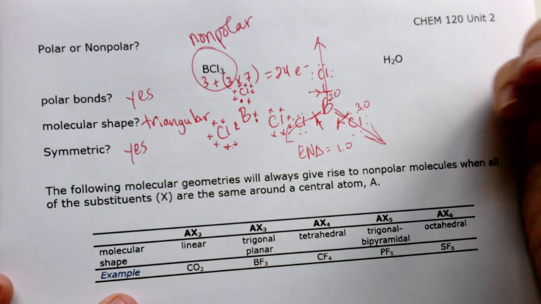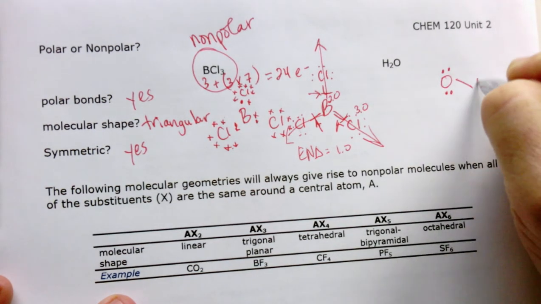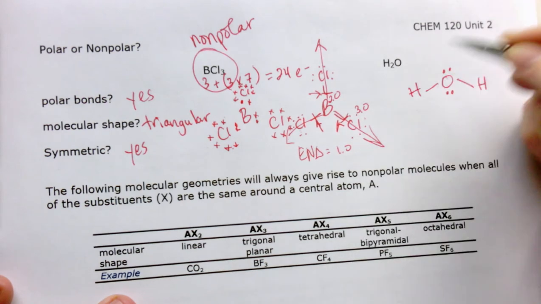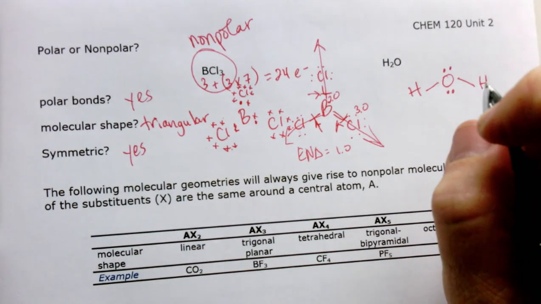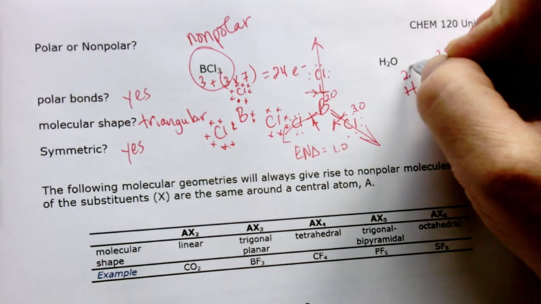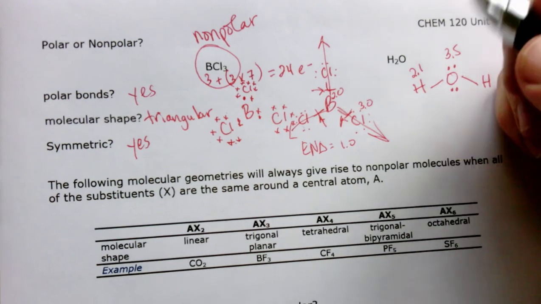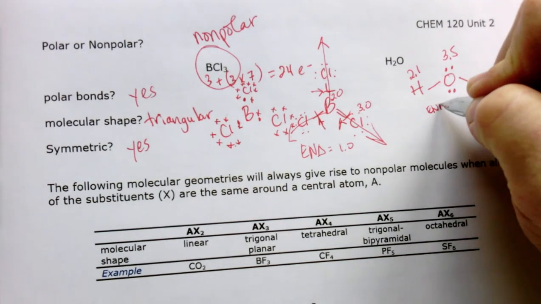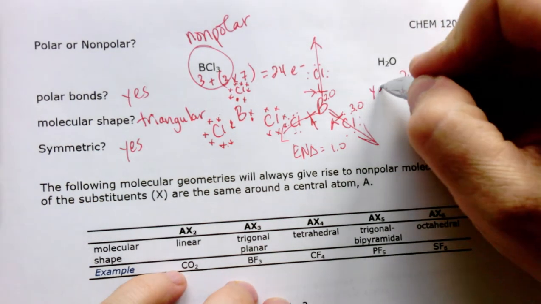We'll do the same for water. Water's electron dot structure looks like this. You do have polar bonds. Let's verify this. 3.5 to 2.1. So we have a difference of 1.4. So definitely have polar bonds here.